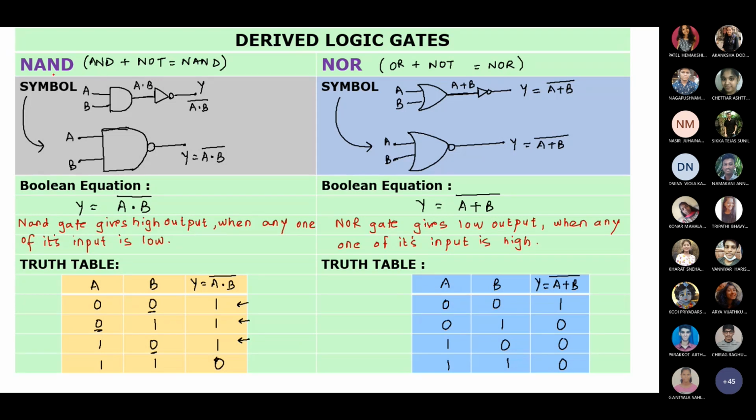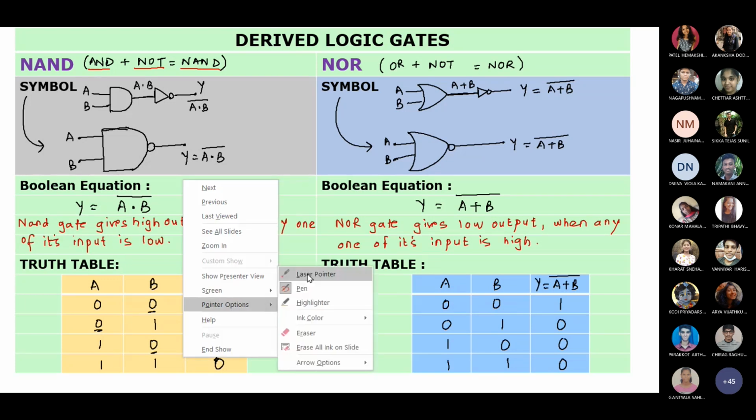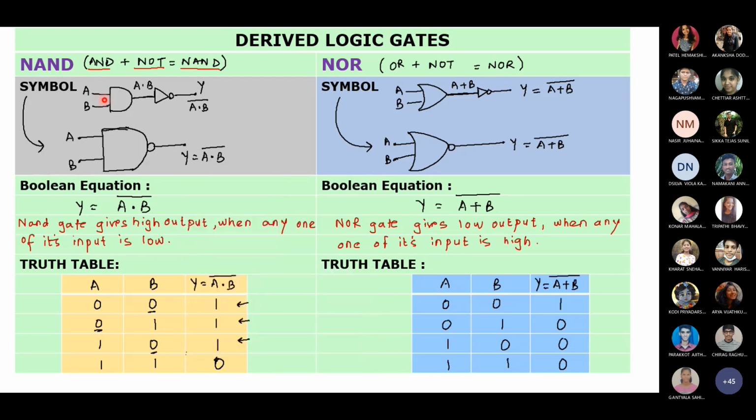Now what is NAND? NAND is constructed from an AND gate and a NOT gate. So AND and NOT together form NAND. You can see over here the first diagram. We have an AND gate, A and B are the inputs, and the Boolean expression is A dot B. This output is given to a NOT gate.